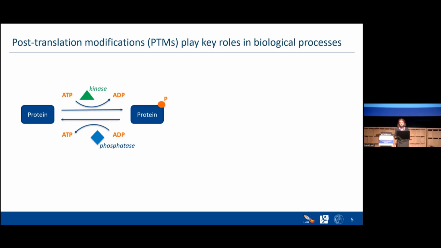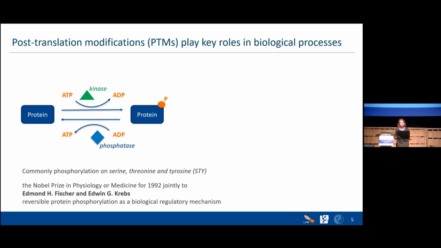It's also possible that this reaction is reversible. The protein loses this phosphate group by using the phosphatase, and then the phosphatase gives the phosphate group back to the ATP. In the end, we know that this phosphorylation event happens on serine, threonine, and tyrosine. And what's known is that this is so important in our biological samples that the discoverers who found them got the Nobel Prize.